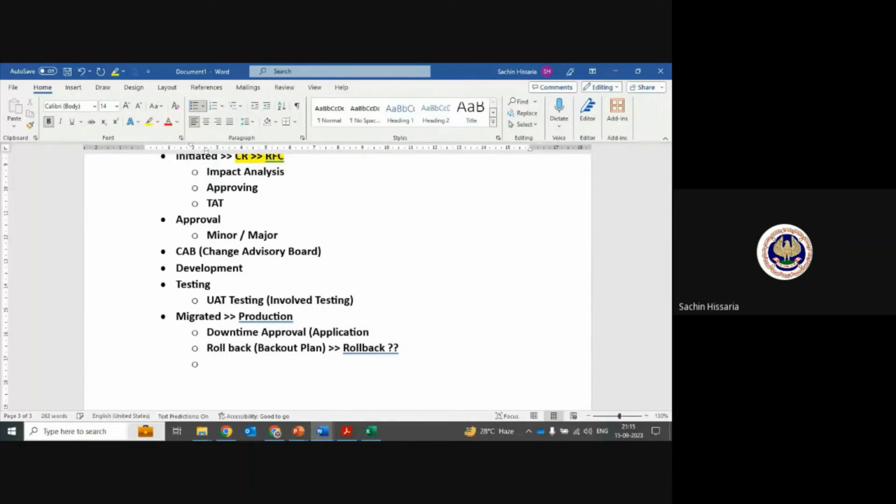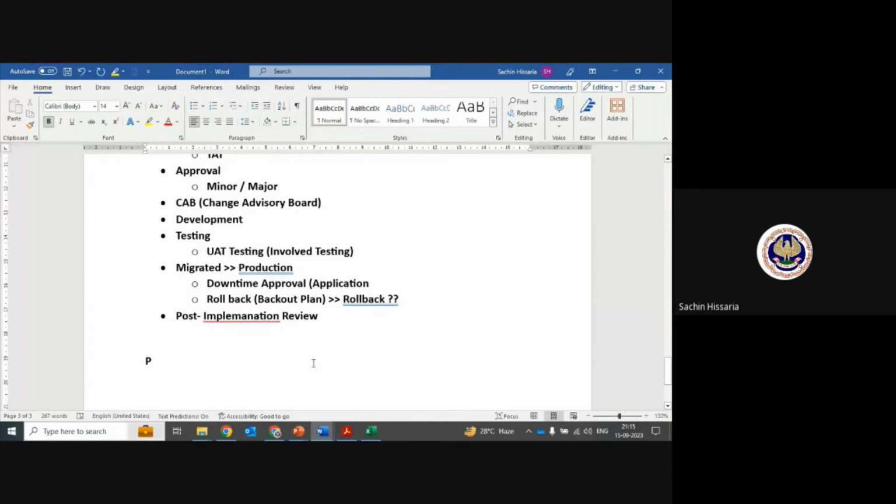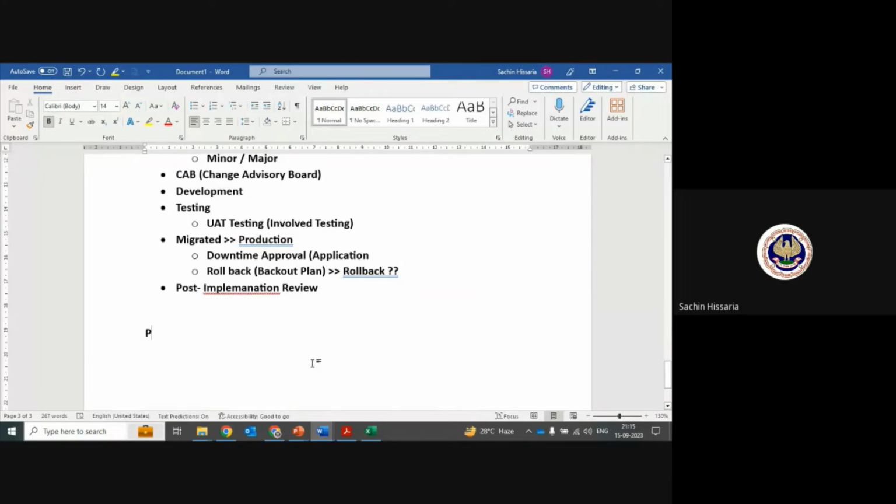After migration of the changes to the production environment, there is a process of post implementation. So I will check whether the post implementation review is done or not. And suppose this change is related to your primary data center, and this change also affects your secondary data center, which is your DR site. So I will ask whether this particular change is migrated to the DR site or not.